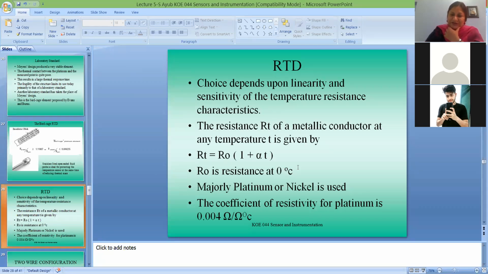At 0 degrees Celsius, you can easily measure the resistance, and you know the alpha because it depends upon the material which you are using. So you measure the resistance change caused due to applied temperature, and you put this quantity, the resistance at 0 degrees Celsius, and alpha of that material, and you will get the value of T. So this is how your RTD works.